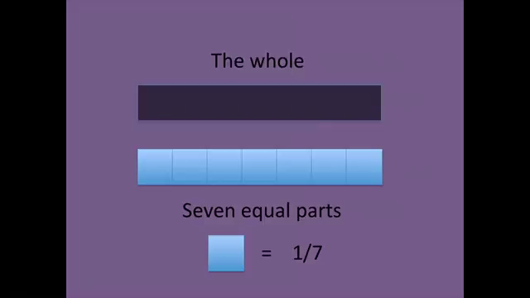Here we have a black rod that is one whole rod. Below we have divided the rod into 7 equal parts. Each part is 1/7 of the whole. If we have 2 parts, we have 2/7. And likewise, if we have 3 parts, we have 3/7.